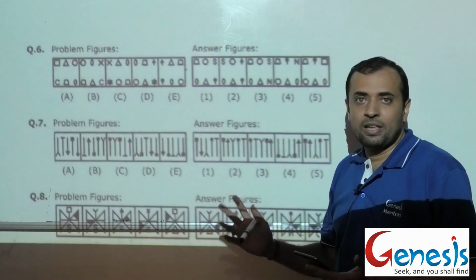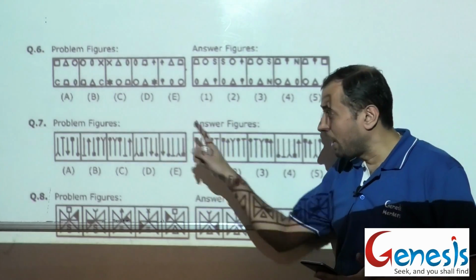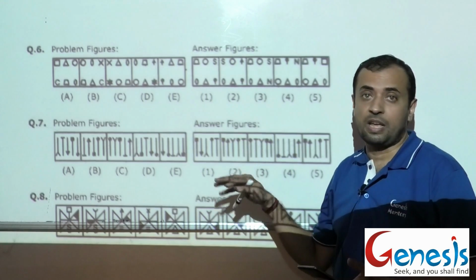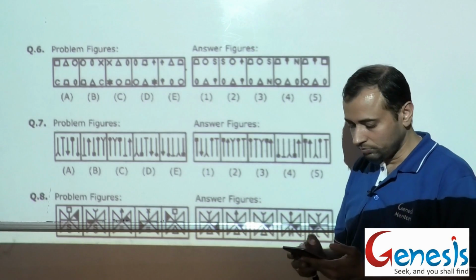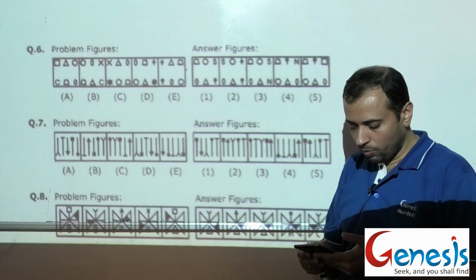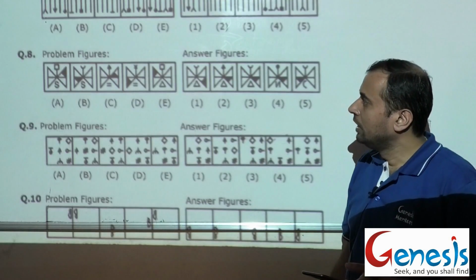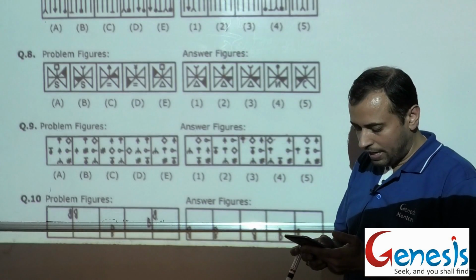So see, you need to establish the relationship sometimes from every frame to every other frame, because not every question will have shortcuts. Moving on to problem figure number 8.